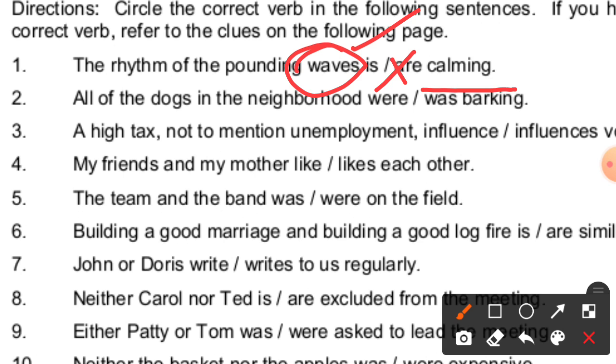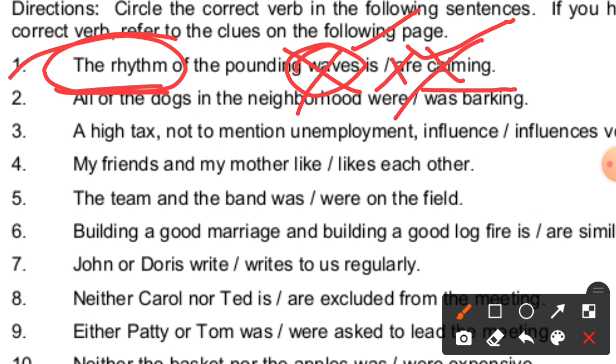If you consider waves, some of the students may consider waves as the subject, then what will you do? You will select are as an answer: waves are calming. But students, here we are not talking about the waves. We are talking about the rhythm of the waves which are bouncing up and down. They are making a sound. A rhythmic sound is produced by those waves. So here we have our subject as the rhythm. Clear? And whenever the article the is given, you can easily identify that it is a singular subject. You all are very intelligent and smart. Now let's move to the second sentence.